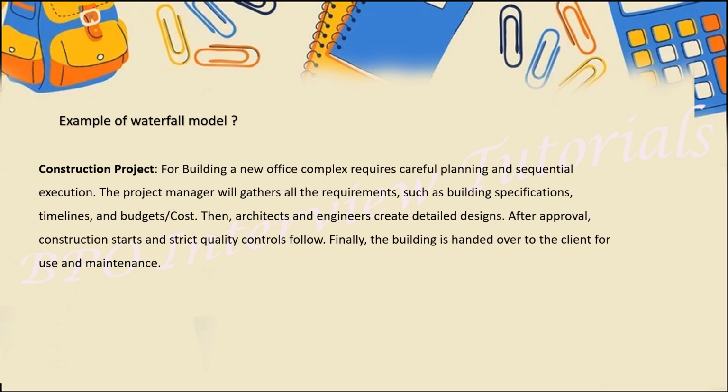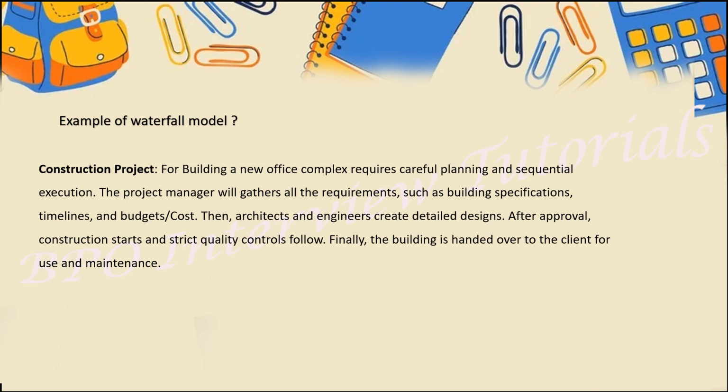Considering there is a building, a new office complex requires careful planning and sequential execution. The project manager will gather all the requirements such as building specification, timelines, and the budget and cost. Everything is sorted: they have gathered all the information, what the requirement is, what the cost will be, the budget, the specification, what resources they require, everything they decided. Now the architect and the engineer create the detailed design. After the approval, the construction will start and strict quality control will be followed.